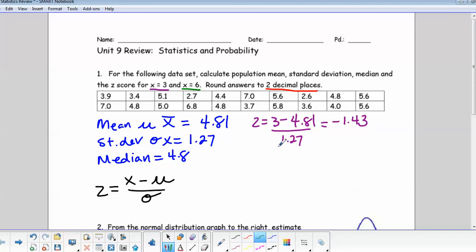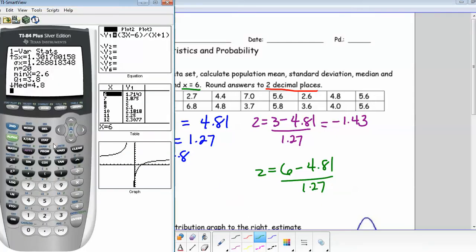Okay, and then for x equals 6, we need to find the z-score. So that would be 6 minus 4.81 over 1.27. You put that in your calculator, and let's just try it. 6 minus 4.81, enter. And then divide that by 1.27, and I get 0.94.